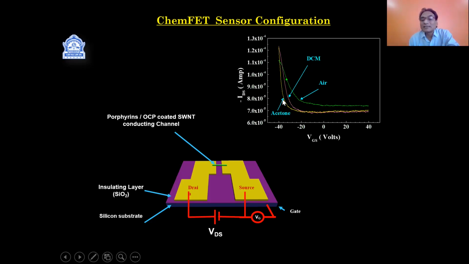Number one, the threshold voltage is also different, because if you draw a line parallel to this curve, intercepting the x-axis, whatever intercept you have on the x-axis is going to be your threshold voltage, right? So the threshold voltage for air would be somewhere around 0. Threshold voltage for DCM would be somewhere around 20. Threshold voltage for acetone would be somewhere around 30, right? So we have got different threshold voltages as well as different slopes.